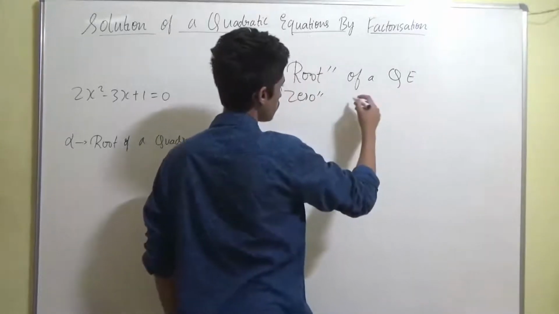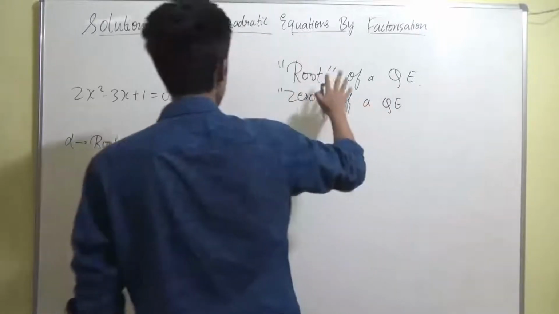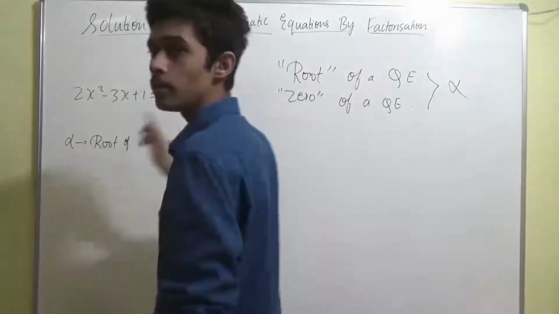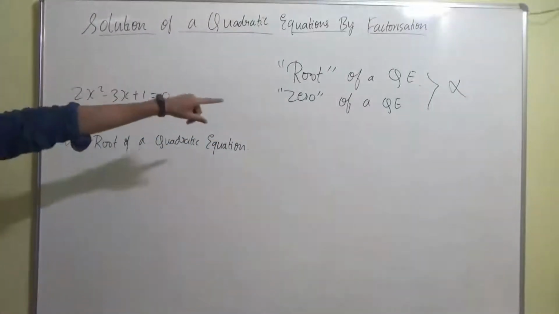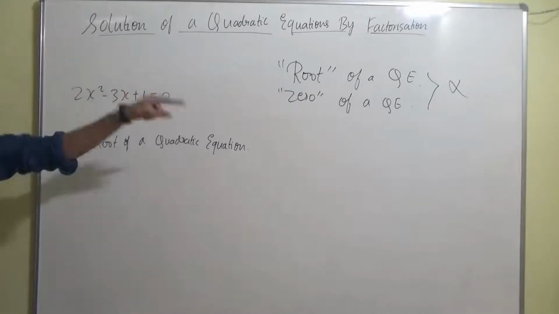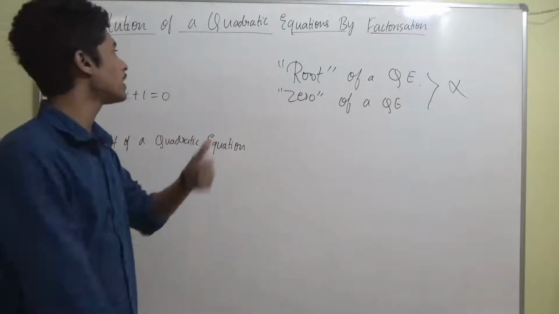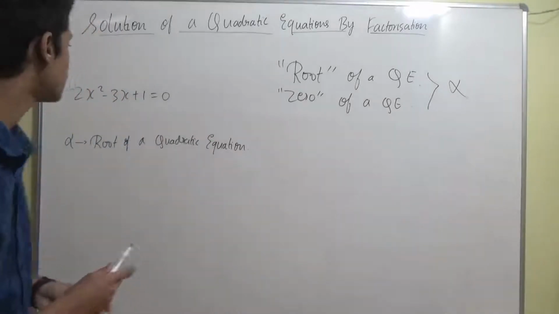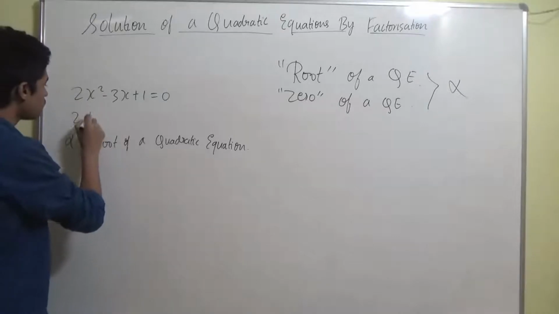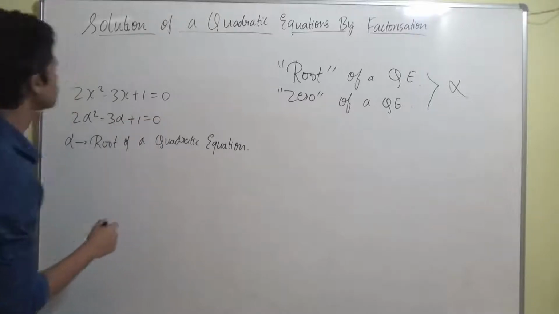I'm writing in short form, guys, QE for quadratic equation, right? We'll consider this as alpha. When you replace the value of x with the number alpha, you should get 0 in the RHS. That value of alpha is called the solution of the quadratic equation, guys. As simple as that. If you replace x with alpha, getting it, this becomes the solution.